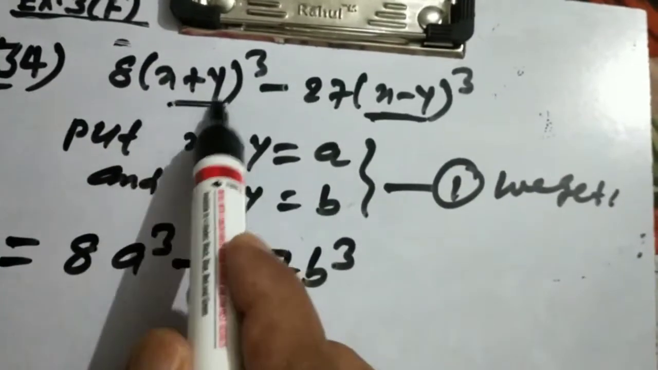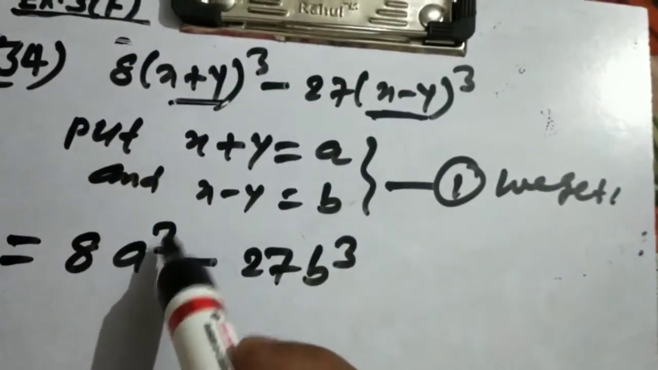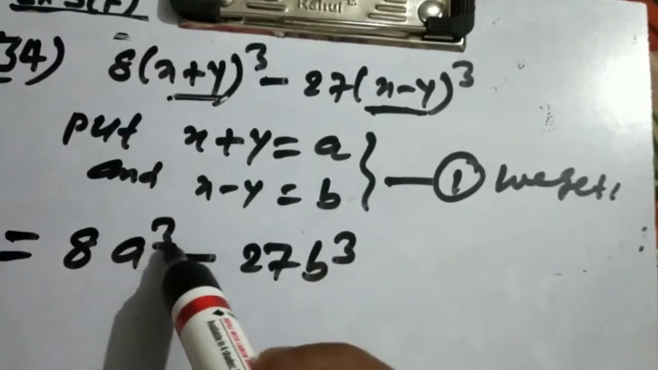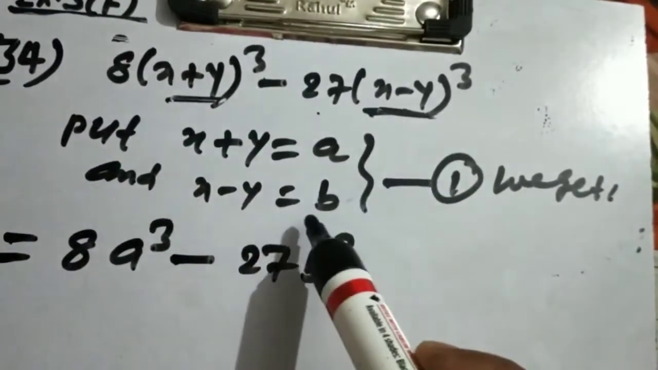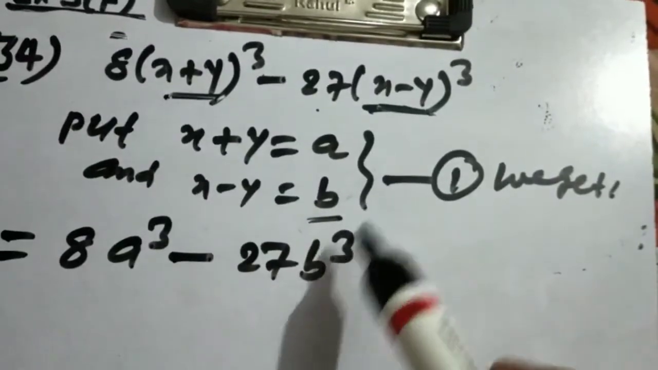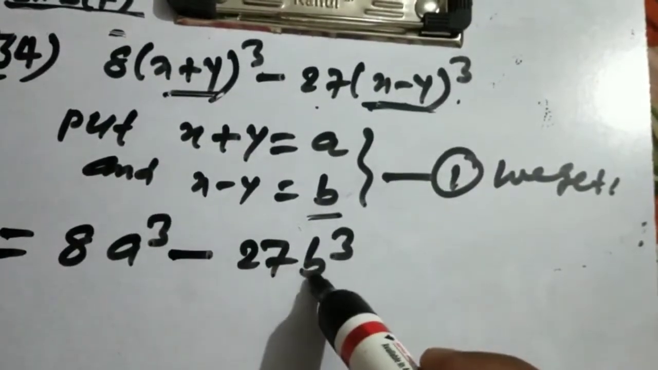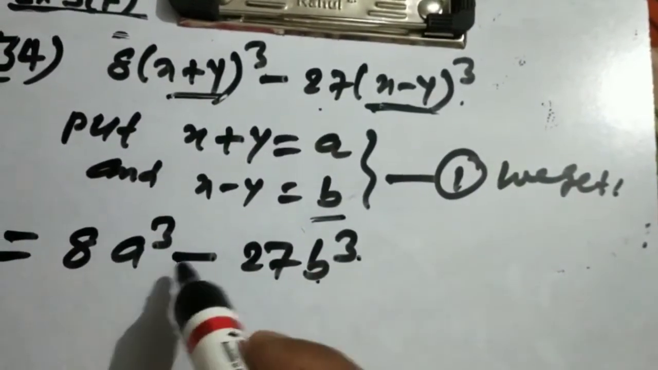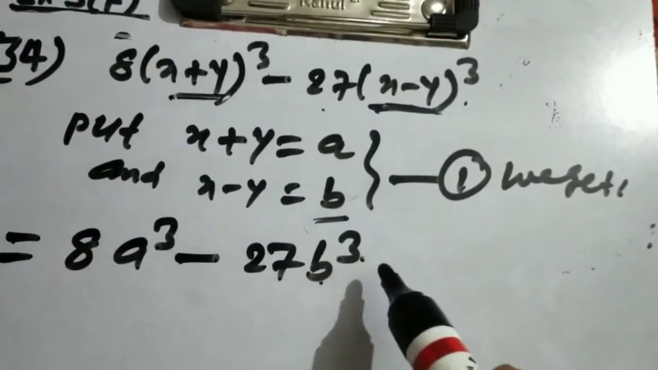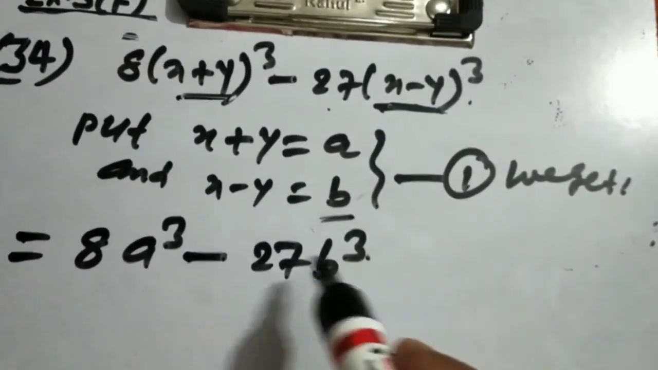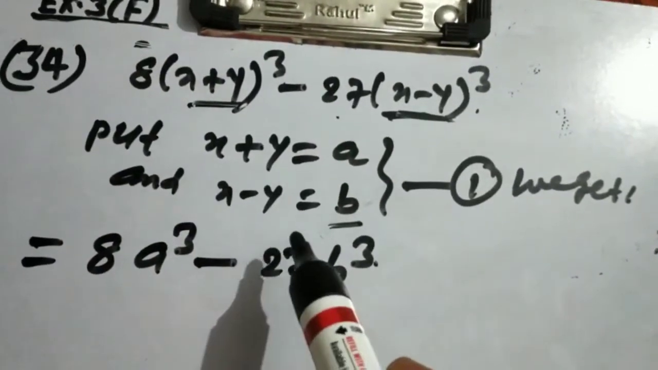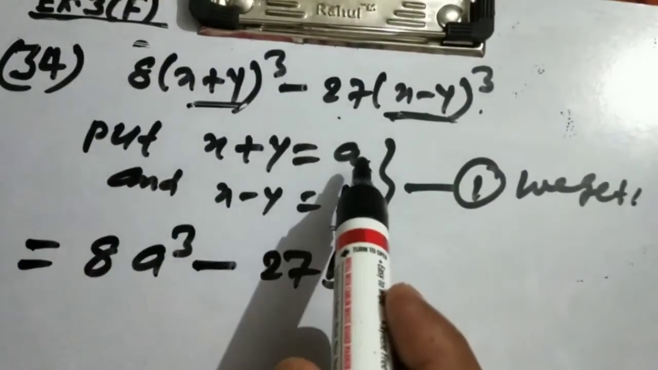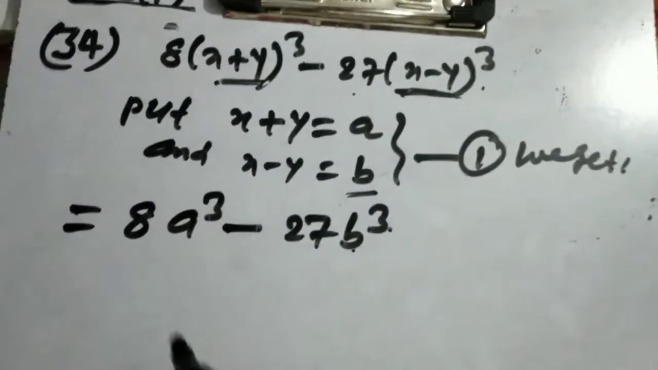Then it will become 8, and at the place of x plus y you have to write a, and cube is here, so it will be a cube, and minus 27, and at the place of x minus y you have to write b, and cube is there, so it will be b cube. So we have now 8a cube minus 27b cube. Now let us factorize it first, and then after factorizing we will put the original value of a and b in the factors.